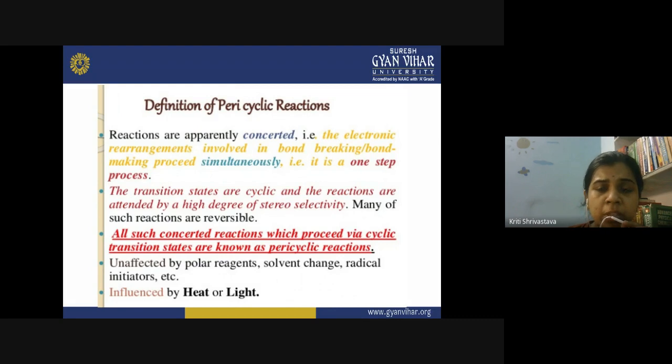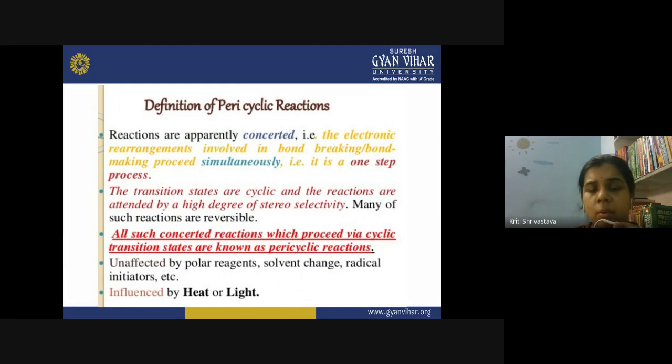I have told you what the difference is between an intermediate and a transition state. We can isolate an intermediate from any organic reaction, but we cannot isolate any transition state, because a transition state is not an actual moiety. It is not an actual ion or atom or radical. There is simultaneous formation of bond and breaking of bond, so we call it a transition state. It is more like an activated complex. So the pericyclic reactions involve a cyclic transition state.